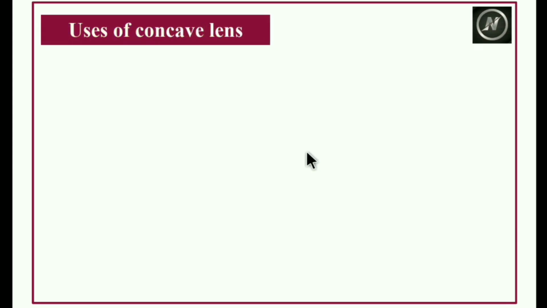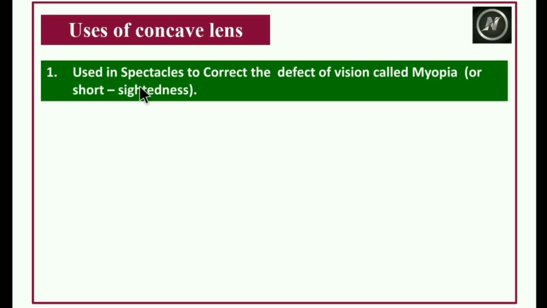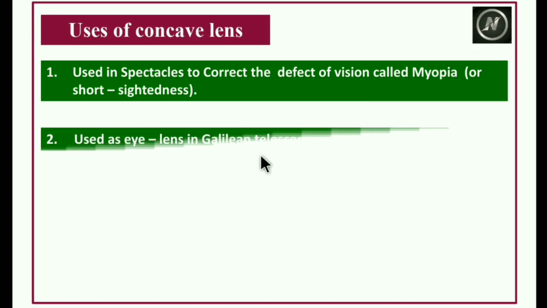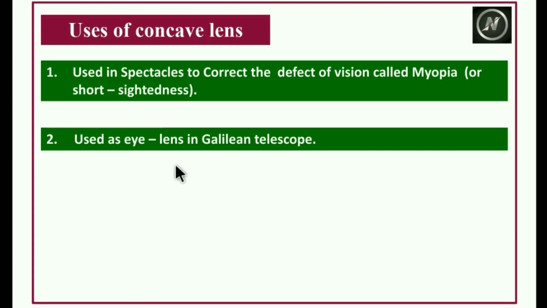Uses of concave lens. Concave lens used in spectacles to correct the defect of vision called myopia or short-sightedness. So this is also used to correct one of the defects of vision, that is myopia. What is myopia or short-sightedness, we will discuss in our next unit. Concave lens used as eye lens in Galilean telescope.